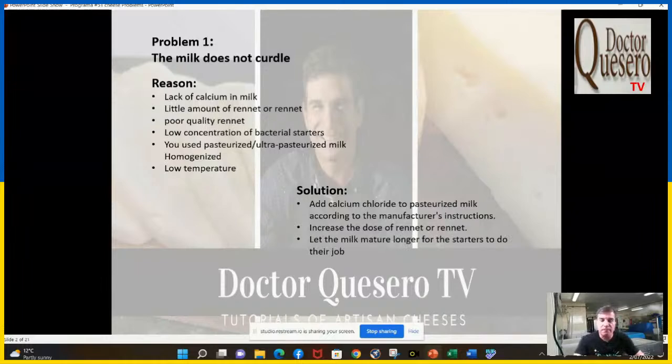Okay, or you can also leave your milk to ripen a little bit longer. Generally, when we are making cheese, it will also depend on the recipe that you use. You will have to wait for 1 hour, 45 minutes, half an hour, depending on the cheese that you make and the amount of rennet that you use.